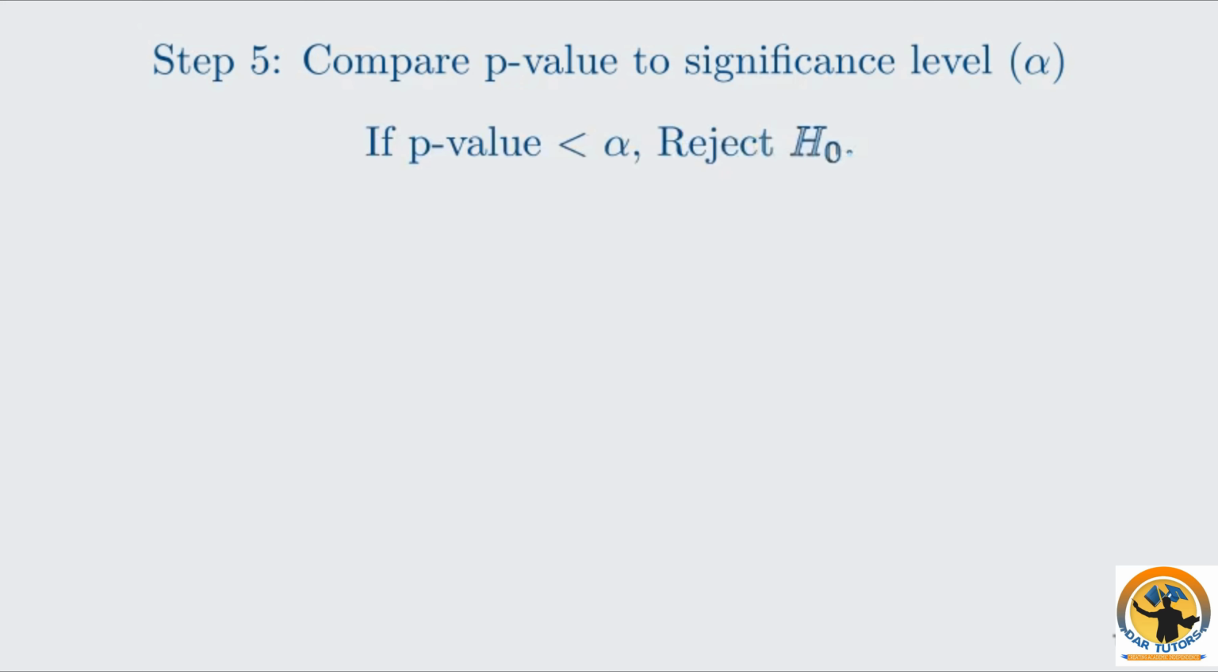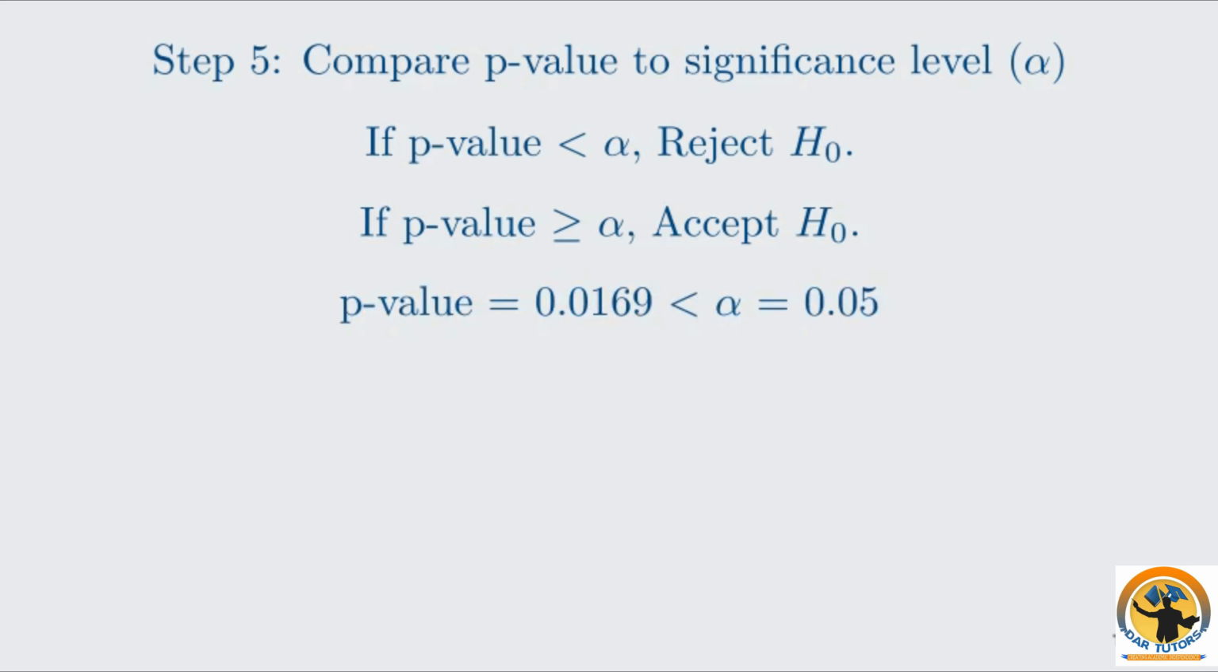The decision rule is straightforward. If our p-value is less than the significance level alpha, we reject the null hypothesis. This implies that our observation is highly unlikely if the null hypothesis were true. Conversely, if the p-value is greater than or equal to alpha, we do not have enough evidence to reject H0. We accept it and conclude that our observed data is consistent with the model. In our die rolling example, our p-value is 0.0169, which is less than our significance level of 0.05. Therefore, we reject the null hypothesis.